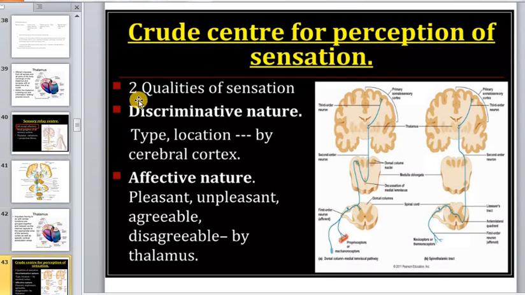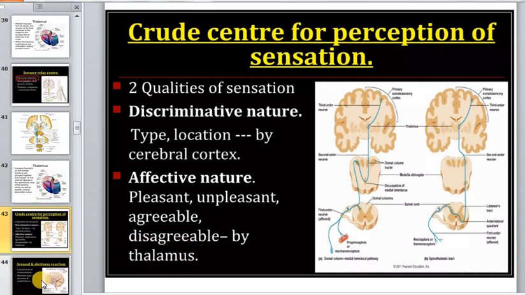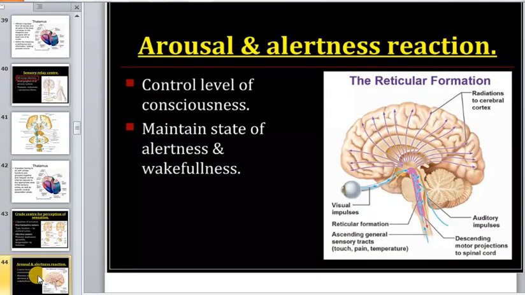We have two qualities of sensation: discriminative nature, which is the type and location, processed by the cerebral cortex, a specific area of the cortex; and affective nature, whether it is pleasant or unpleasant, disagreeable, processed by the thalamus. And here we see the arousal and alertness reaction, control of the level of consequences, maintaining the state of alertness and wakefulness.